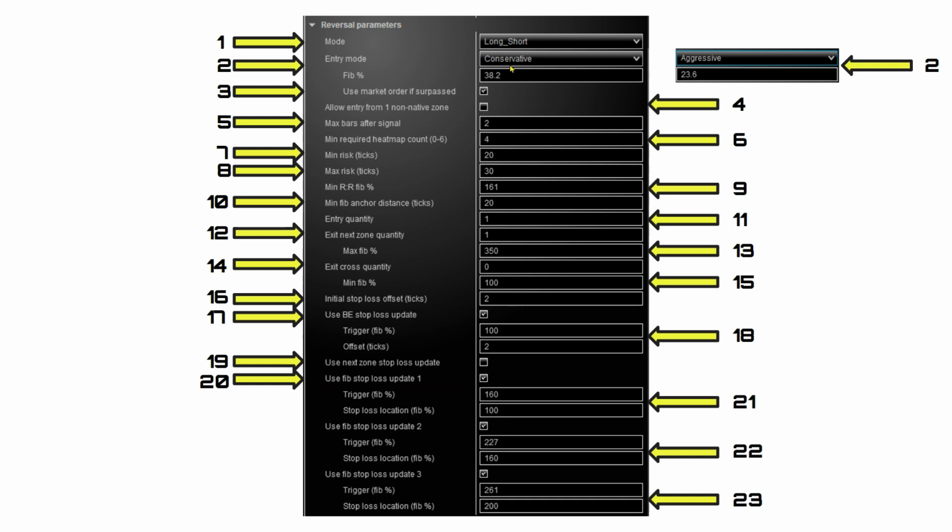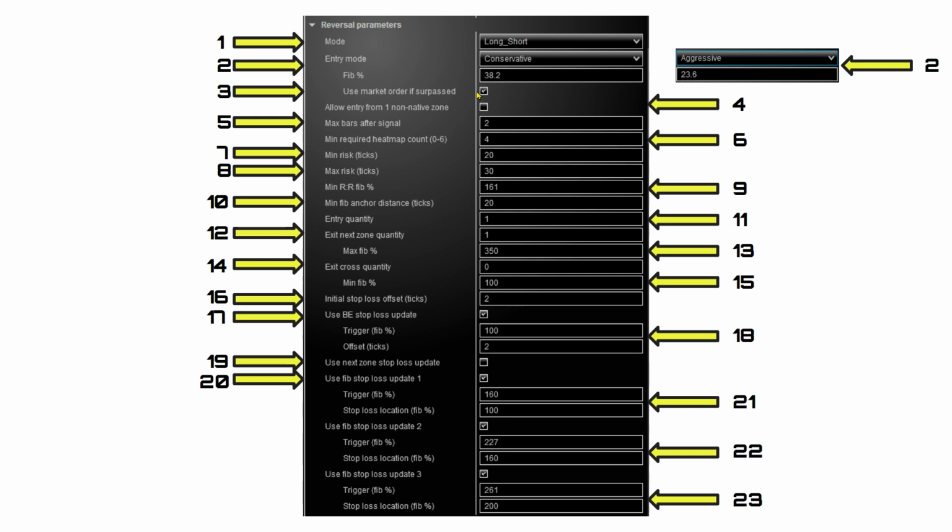Number two is the entry mode. So we've got two entry modes here. We've got an aggressive. So everything with the Zone Trader Pro is on Fibonacci Extensions. So we have an aggressive entry at 23.6 fib. So if we get the zone, and when we go through the optimizations, I'll just point those out a little bit. But conservative is a slightly later trade, is 38.2 fib.